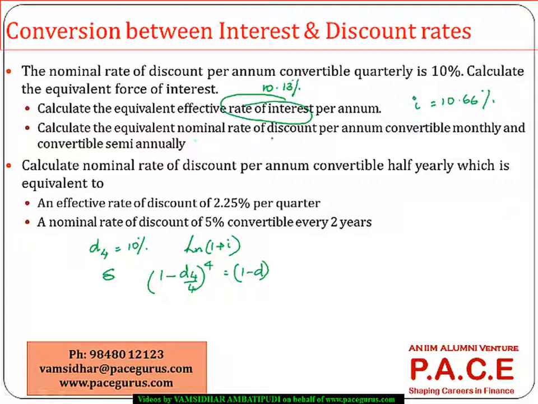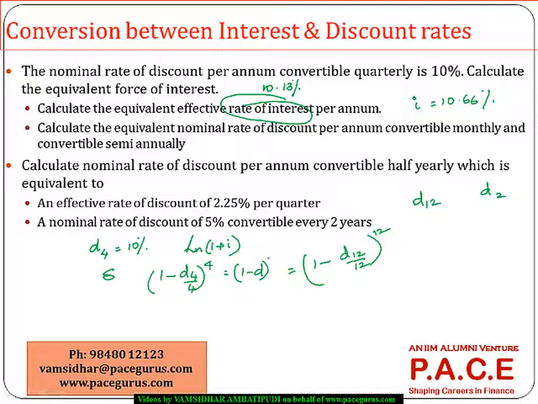Calculate the equivalent nominal rate of discount per annum, convertible monthly and convertible semi-annually. All it is asking for is D12 and also D2. The same logic I can use. 1 minus D is already known. So I can say 1 minus D equals 1 minus D12 by 12, to the power 12.